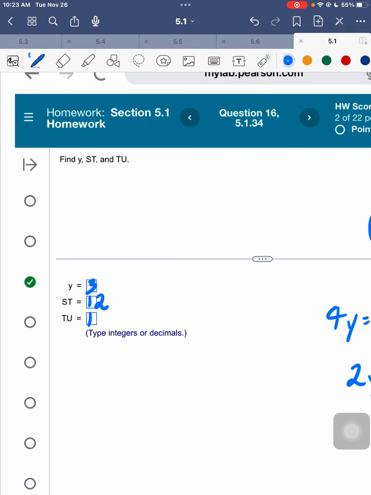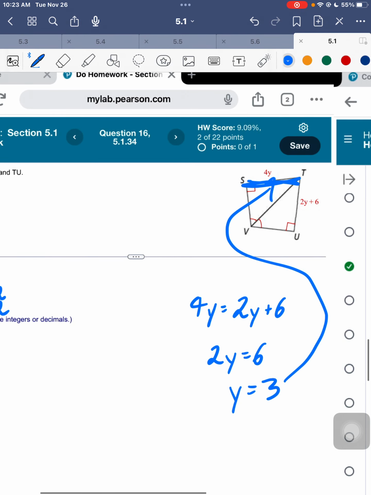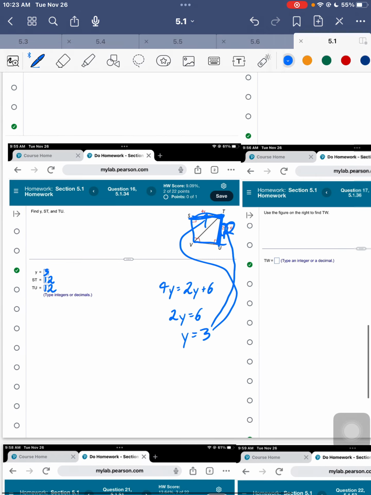And do I even have to do the calculations for my TU? Absolutely not. Because I already know that ST and TU are congruent, or equidistant. T is equidistant to the angle SVU. So if I wanted to be extra, I could do 2 times 3, which is 6. What's 6 plus 6? It's 12. Okay.